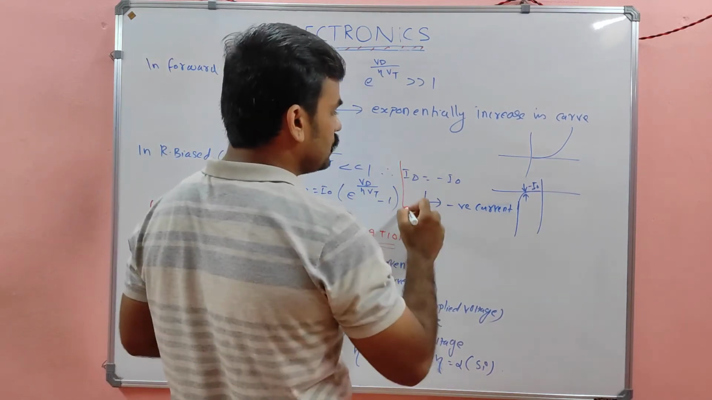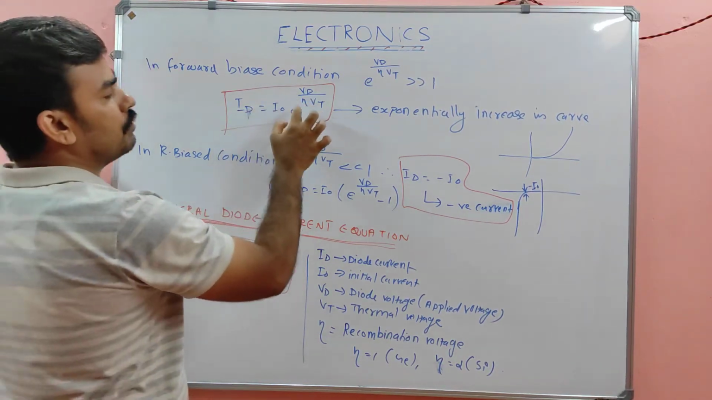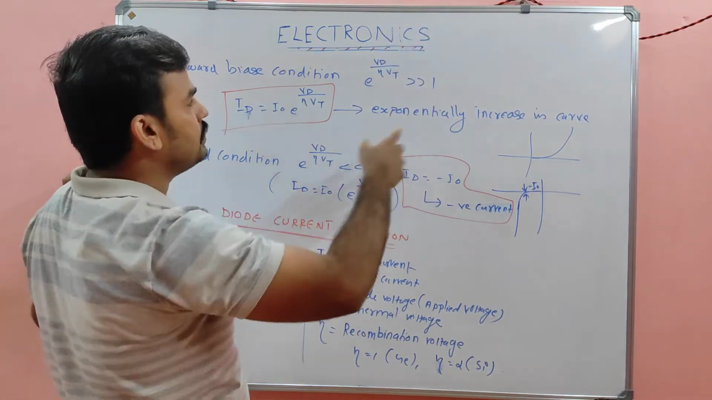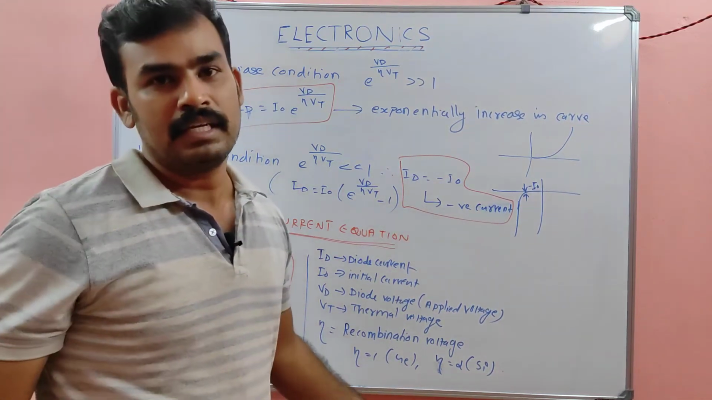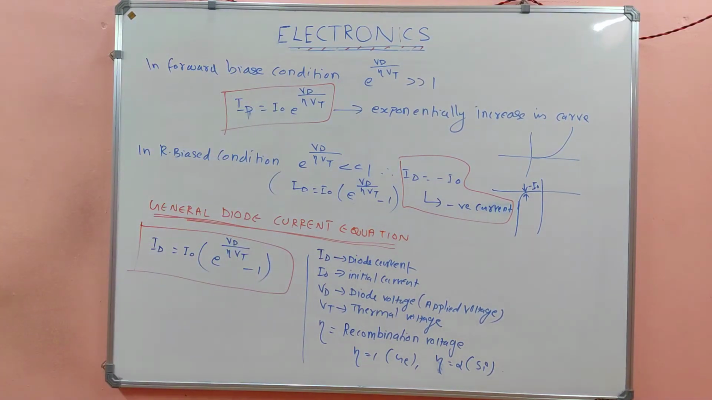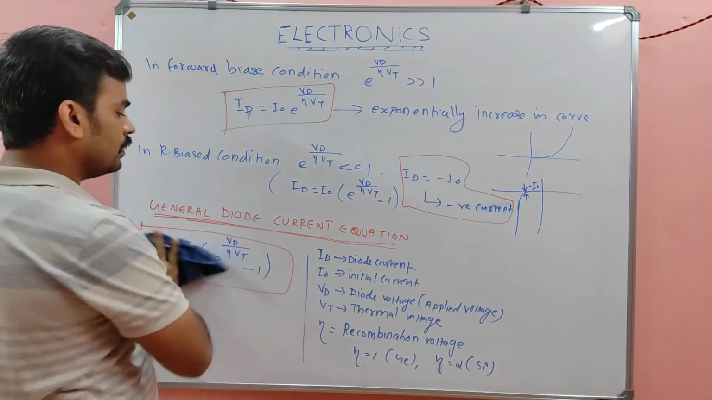So these two equations you have to note down. This is for the forward biased condition, exponentially increasing current, and this is for the reverse biased condition, which is nothing but a reverse current. Is it clear?